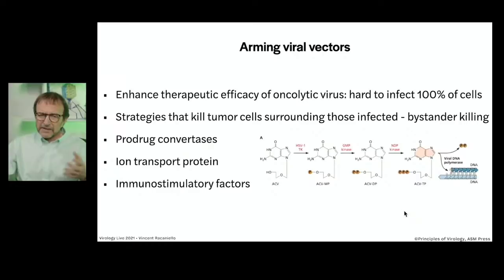So we insert, for example, prodrug convertases. What's a prodrug? Acyclovir is a prodrug. It has to be activated by thymidine kinase. So you could put the thymidine kinase gene in your vector, and then it would activate the drug only in the tumor cells that it's infecting. And then the drug would kill the cell. We also introduce genes encoding ion transport proteins and immunostimulatory factors to attract immune cells to the tumor, because you want the immune cells to also recognize the tumor and start killing it.